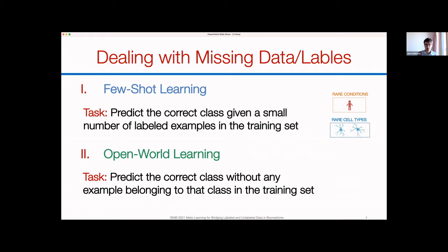So the goal of open world learning is to predict correct classes without any examples belonging to that class in the training set. So basically to be able to identify a novel class, a novel instance never seen before. And if we think about biological discovery, this is the core, right? We want to discover a new class, a new condition that has never been seen before, that is not part of our labeled training data, hasn't yet been even recognized or described before. So rare conditions, identification of rare novel cell types is an example of these types of tasks.